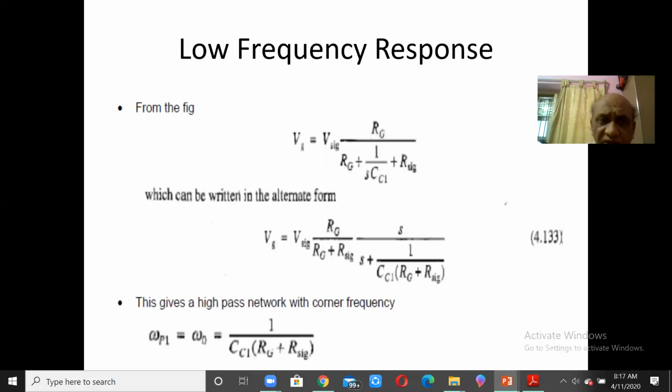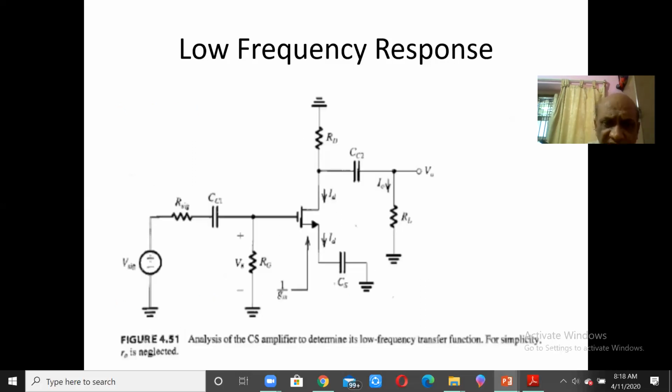So from the figure, you can always write Vg is equal to Vsig multiplied by Rg divided by Rg plus 1 by SCC1 plus Rsig. So Vg is the voltage across Rg, and Vsig is over here. So Vsig is getting distributed between this combination and this over here. So again, it will act like a potential divider network, wherein the current entering the MOSFET is 0.